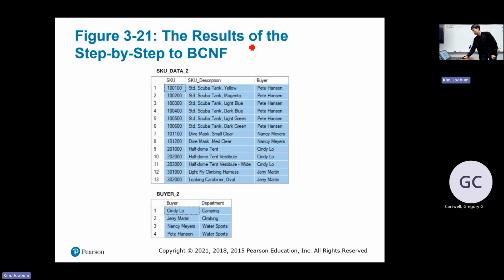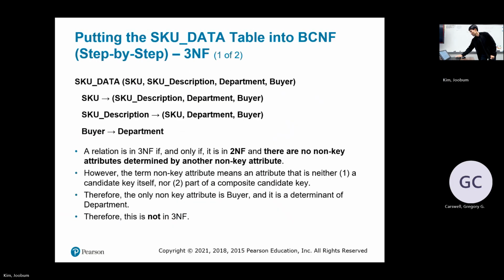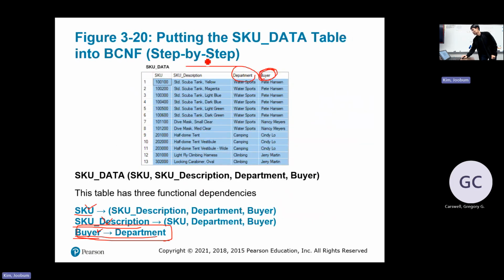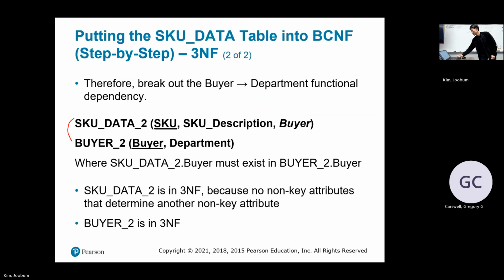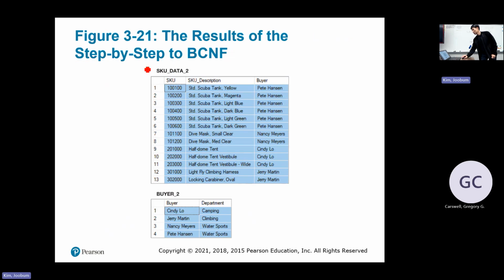So this is the result. The SKU data relation is split into two parts like that, and then you create those tables in your database.